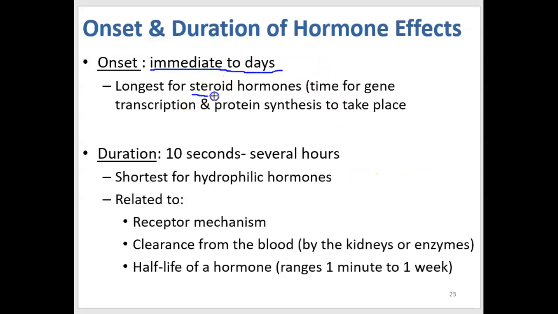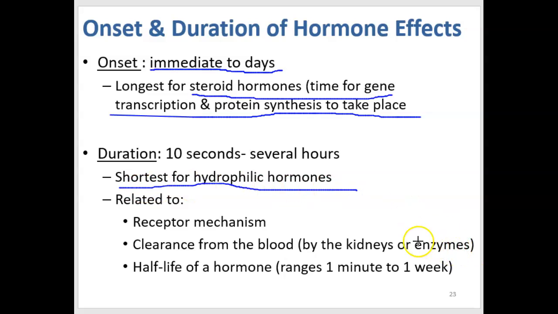Like steroid hormones, they're all about promoting gene transcription, and then protein synthesis has to take place, and then whatever that protein does inside the target cell has to take place. So it can take some time. So the longest for steroid hormones. Now, how long does the effect last? Longer than the nervous system. So shortest for protein-based or amino acid-based hormones. But if you think about the fact that a gene has been turned on by a steroid hormone and proteins are being made, then that will likely last for hours.